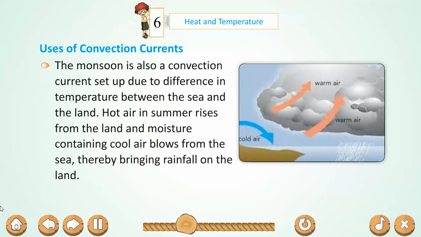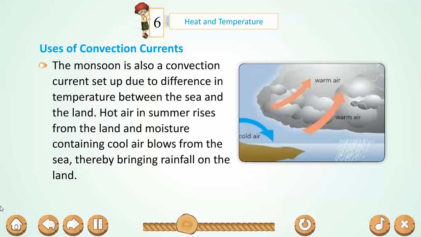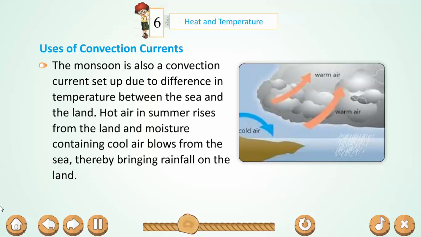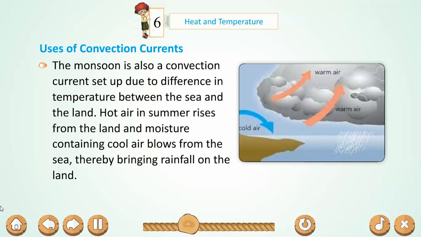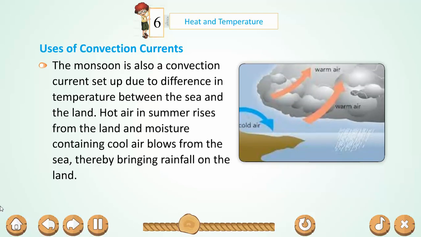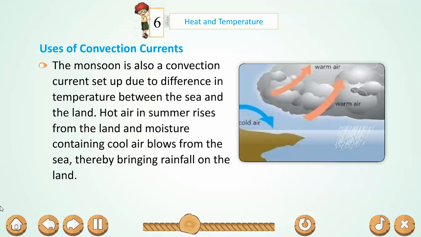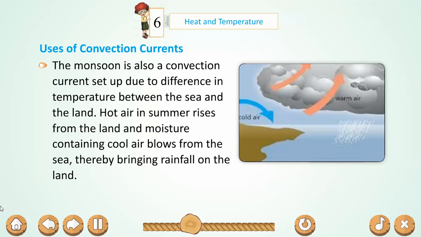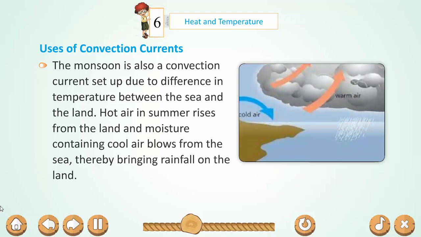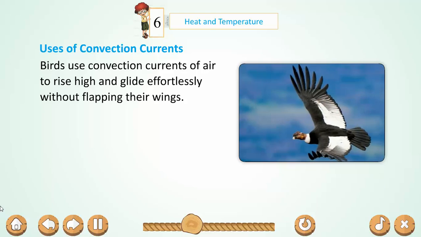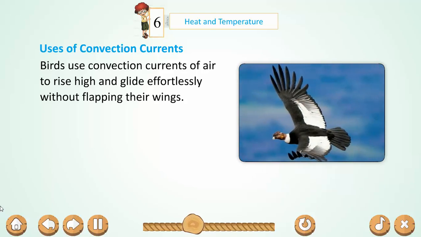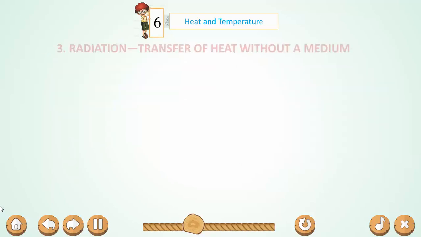the space. The monsoon is also a convection current set up due to differences in temperature between the sea and the land. Hot air in summer rises from the land and moisture-containing cool air blows from the sea, thereby bringing rainfall on the land. Birds use convection currents of air to rise high and glide effortlessly without flapping their wings.